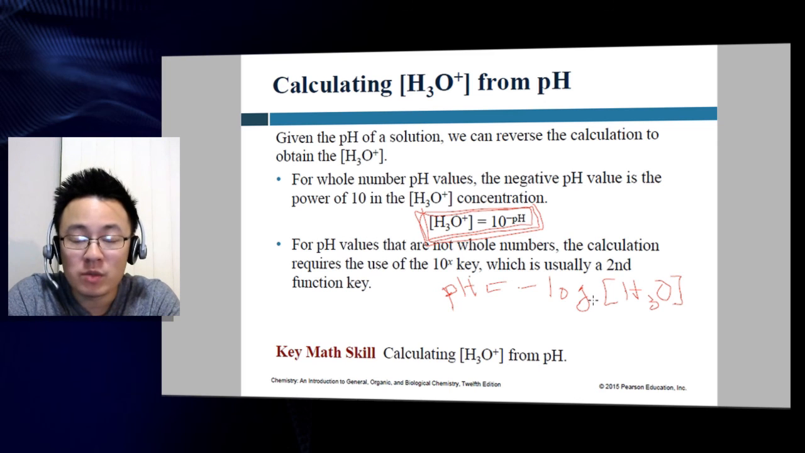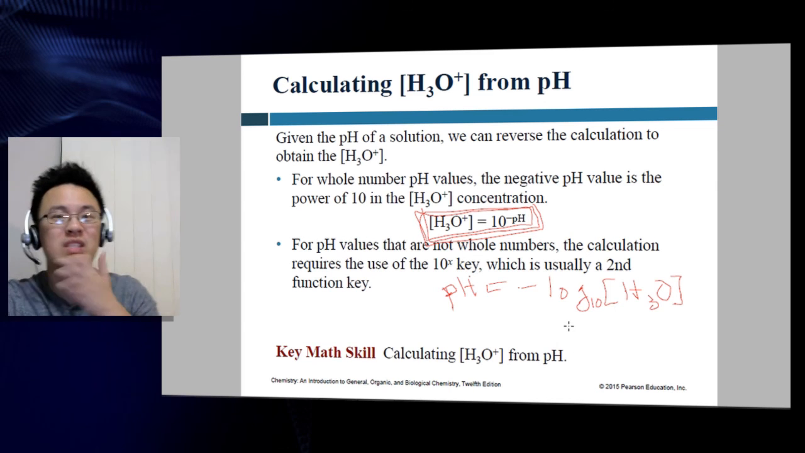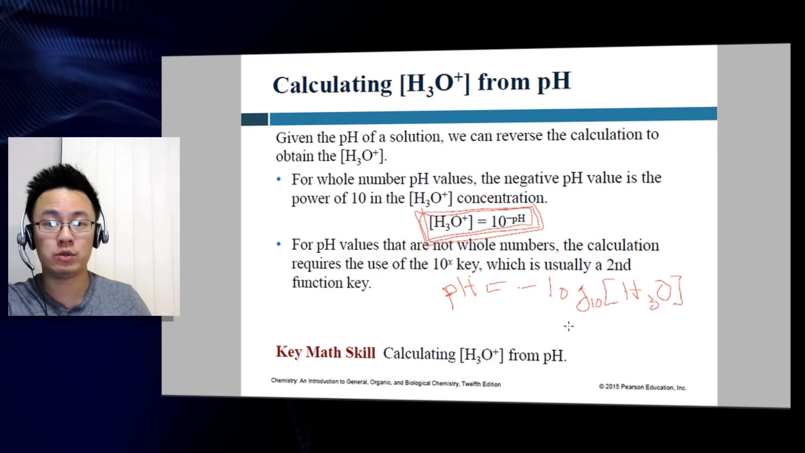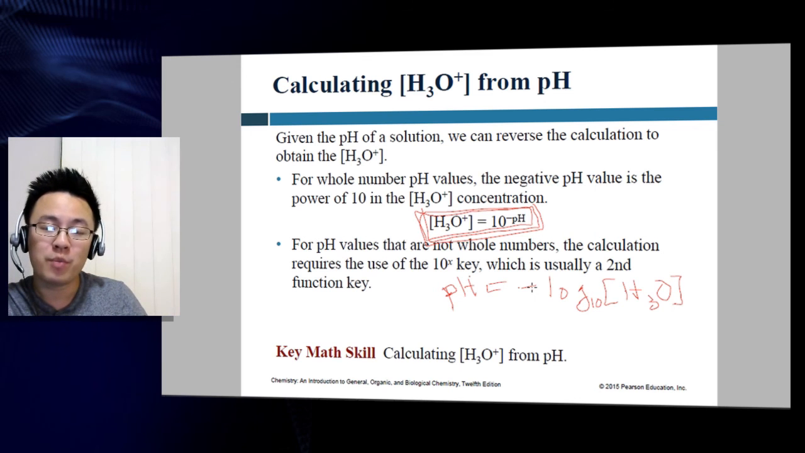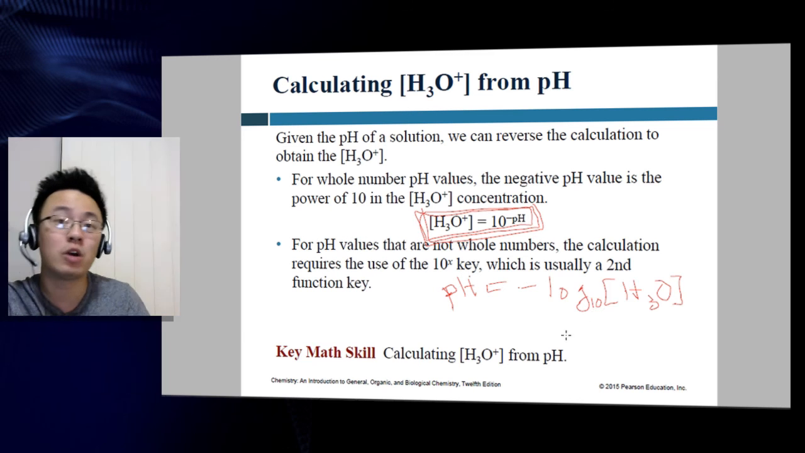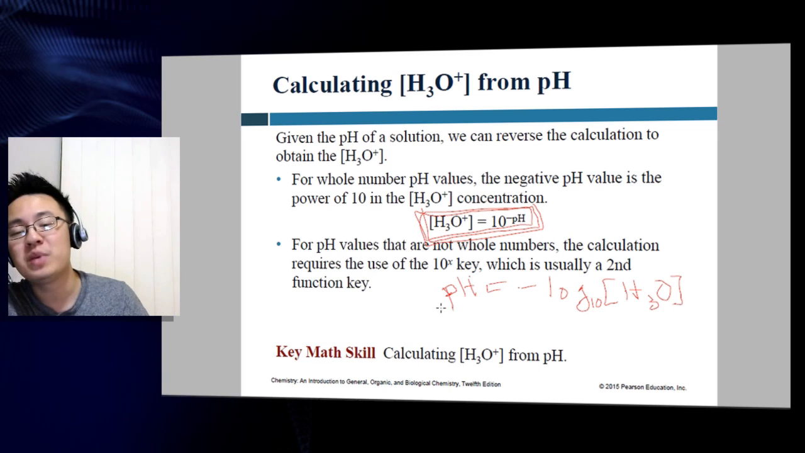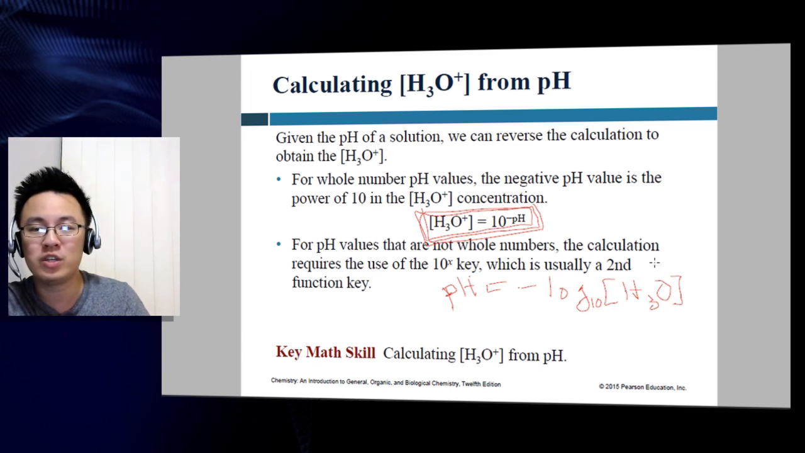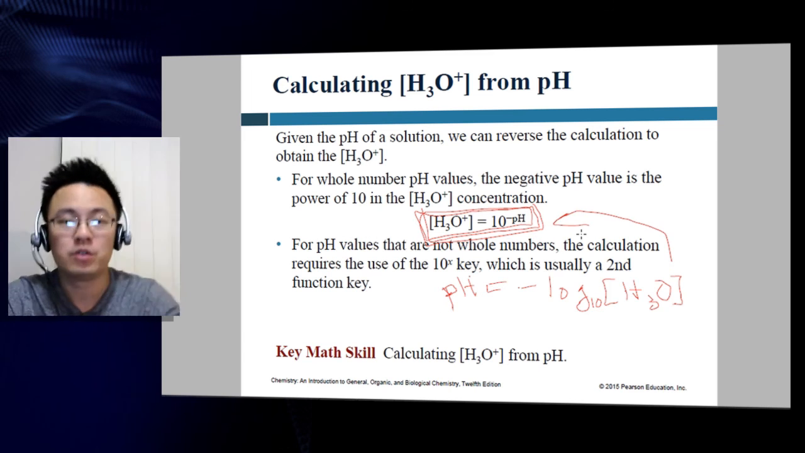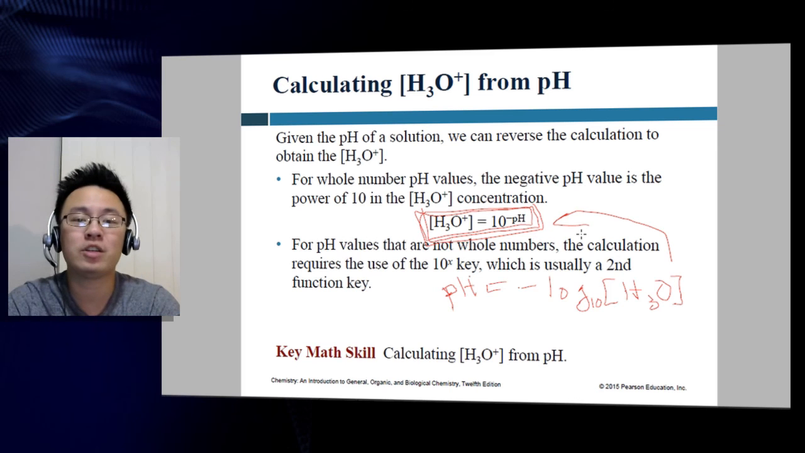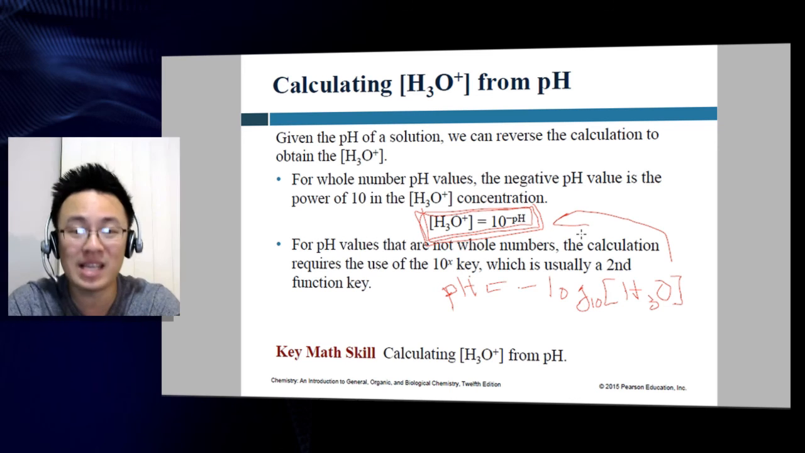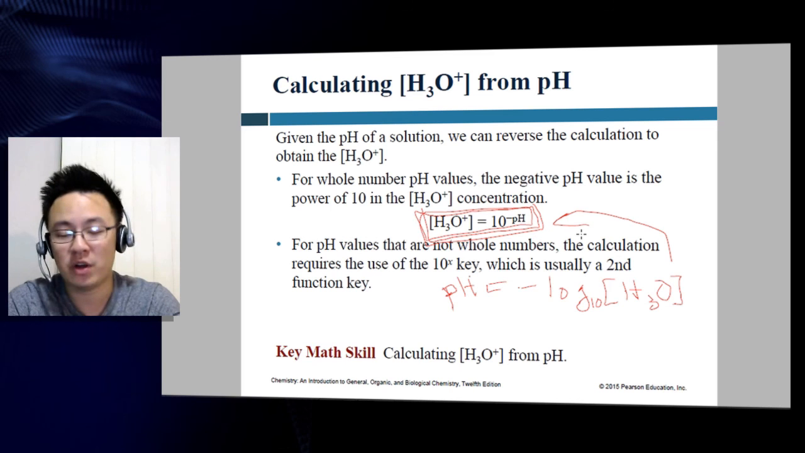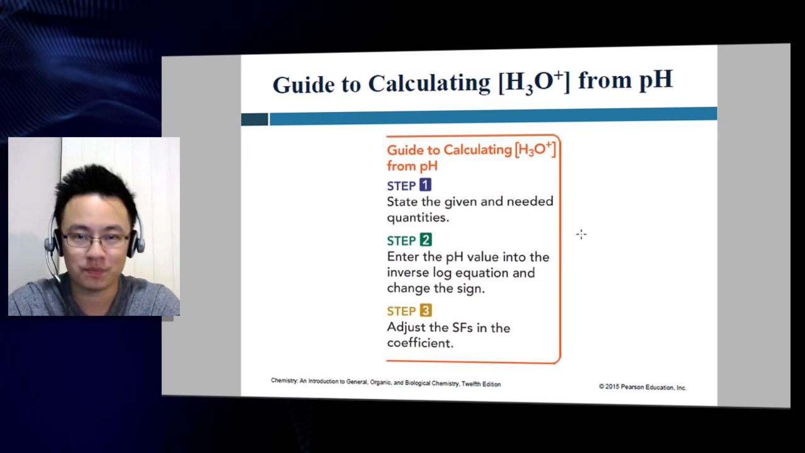What is missing here is you don't know that there is a 10 down there. That is the default base that your calculator is going to use. So if we were to divide both sides by negative, we would have negative pH is equal to log base 10 of hydrogen ion concentration. And then we definitely know that logs are powers, so 10 to the negative pH is equal to the hydrogen ion concentration. For pH values that are not whole numbers, the calculation requires the use of the 10 to the x key, which is usually a second function key on most scientific calculators.